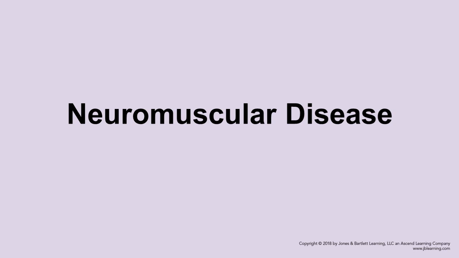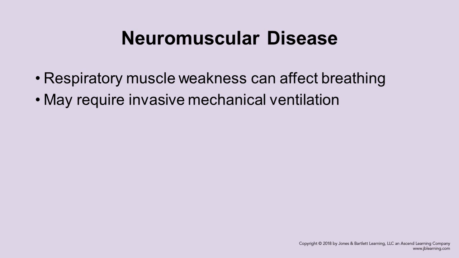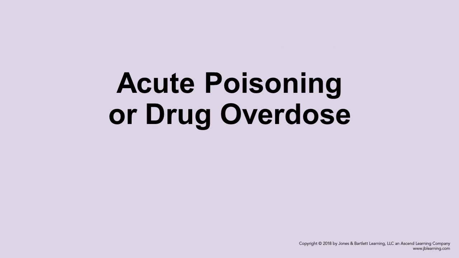All right, the next category we're going to look at is that of neuromuscular disease. Neuromuscular disease is important because any neuromuscular disease will affect the muscles in the body, including respiratory muscles. And as it would make sense, respiratory muscle weakness can affect your breathing. That's all we're going to say about that.